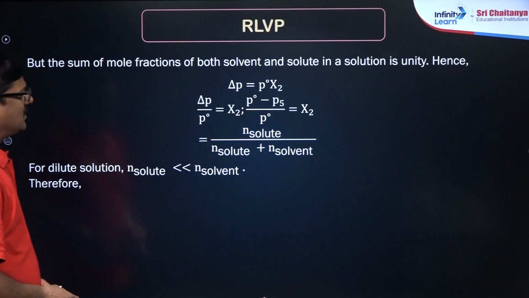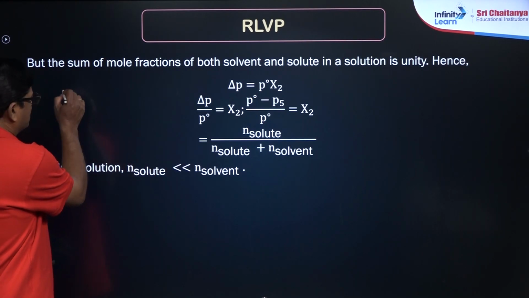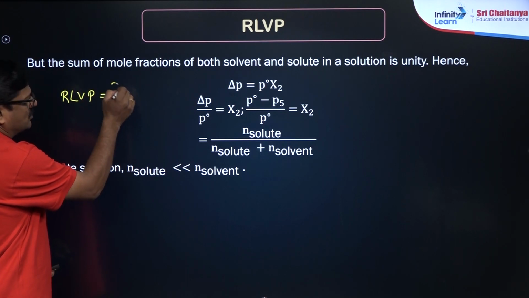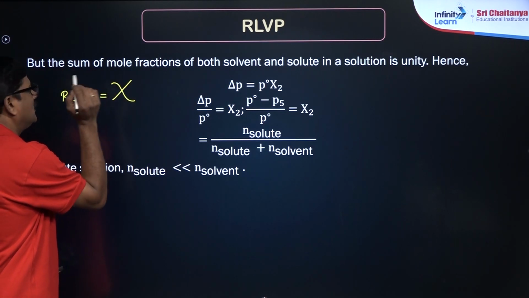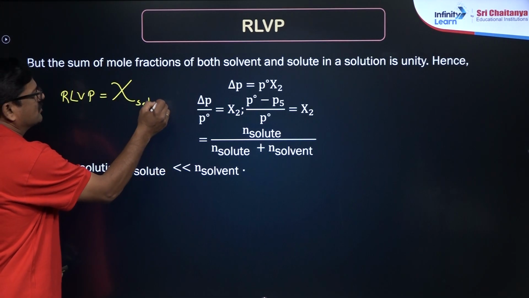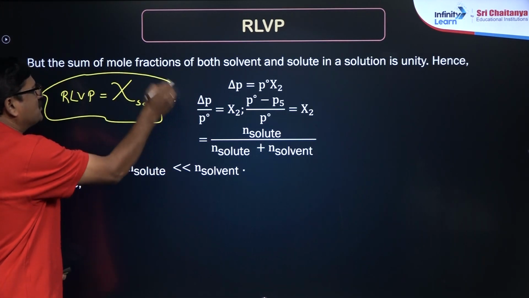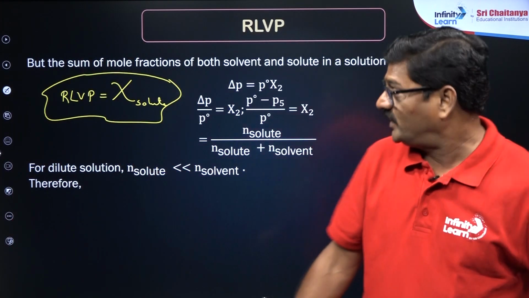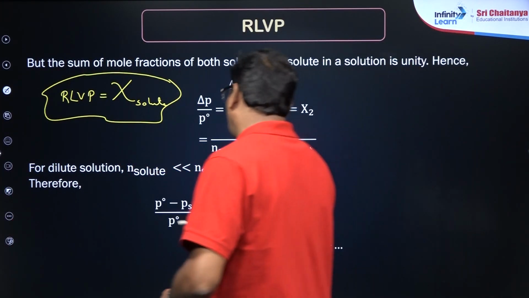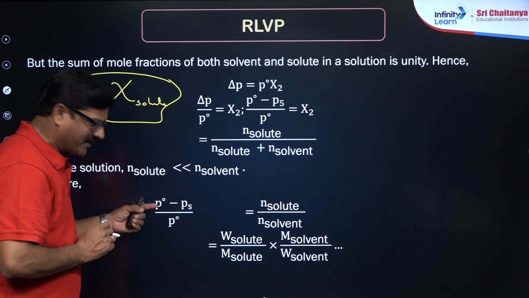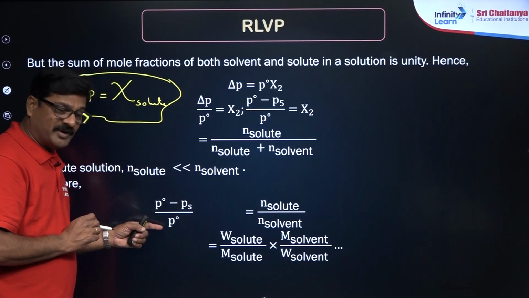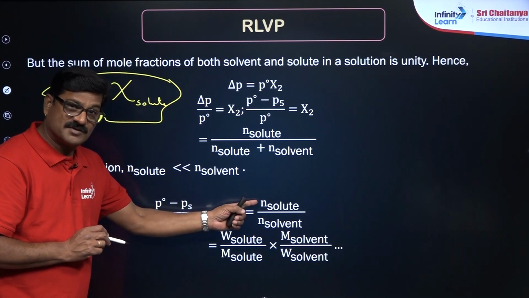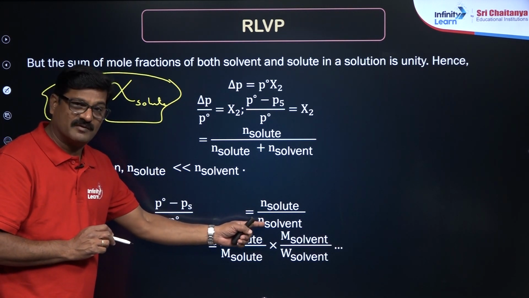I just want to say relative lowering of vapor pressure is equal to the mole fraction of the solute. So from this you can calculate the molecular mass of the solute. How do we calculate? We can say P naught minus Ps is the lowering of vapor pressure, and upon P naught, the relative lowering of vapor pressure, is equal to number of moles of solute upon number of moles of solvent.